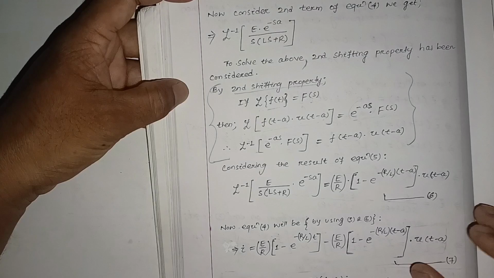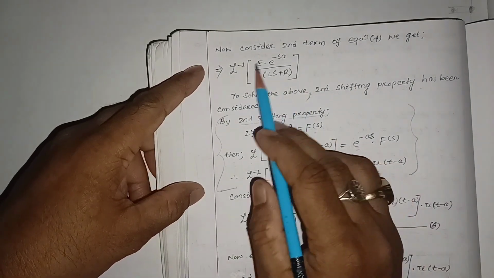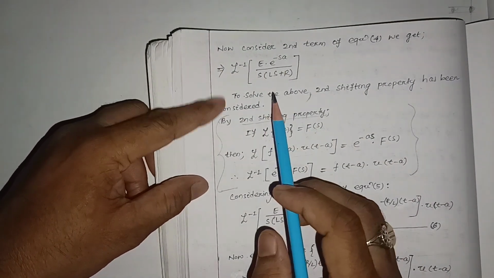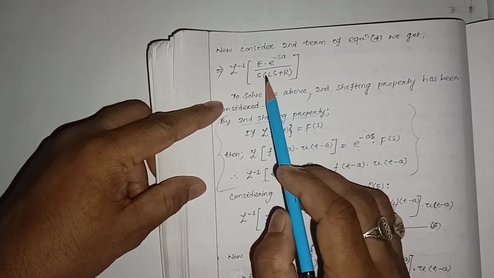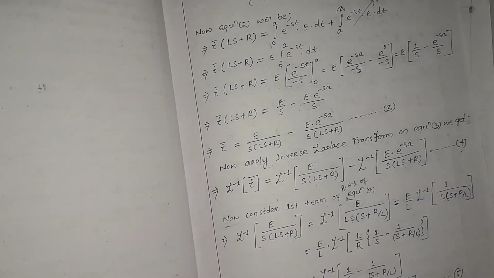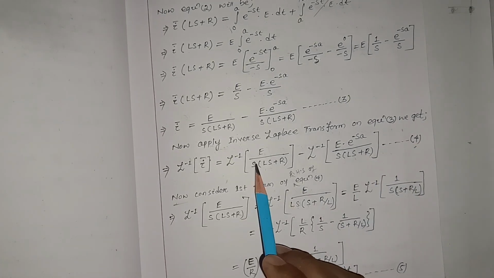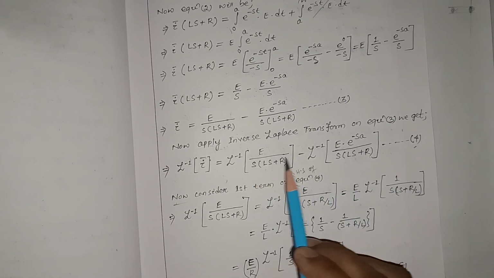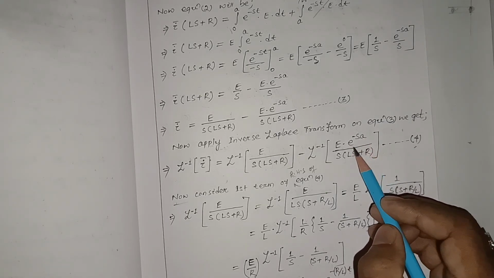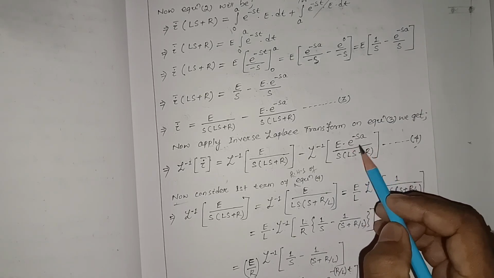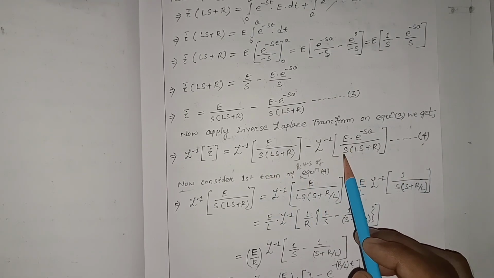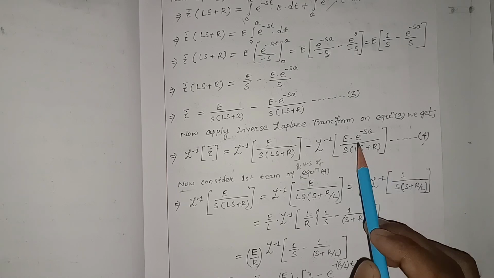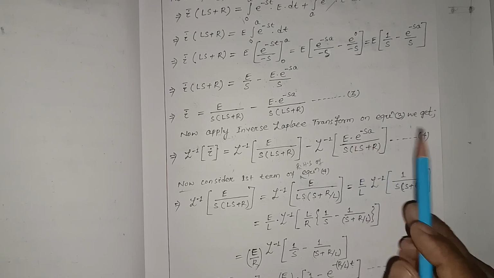Now this second shifting property will be applied on this one. Here you can see, compare this term E into e to the minus sa by S into LS plus R. This is the second term. This is the first term of the LHS. If I compare these two terms, the extra e to the power minus sa has been multiplied in the second term. Here E by S into LS plus R, but here the extra term e to the minus sa has been multiplied.